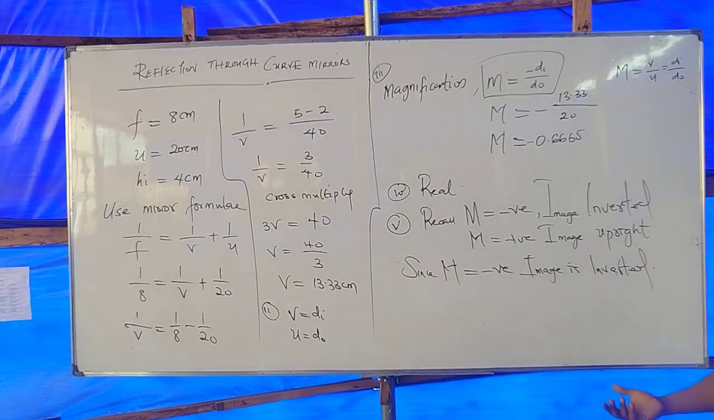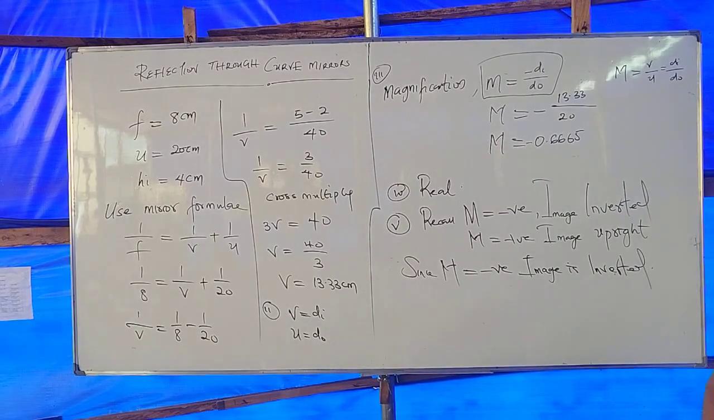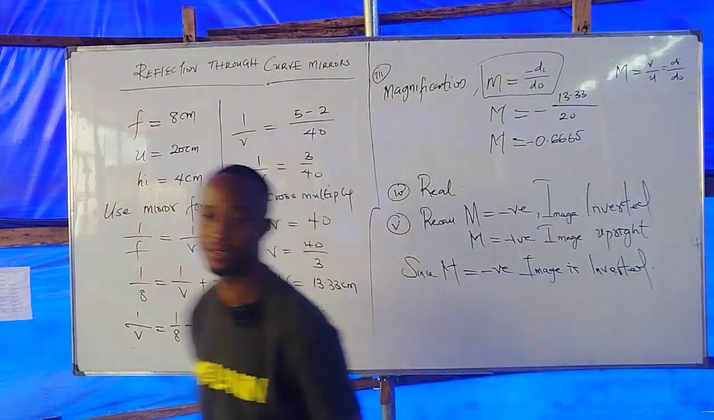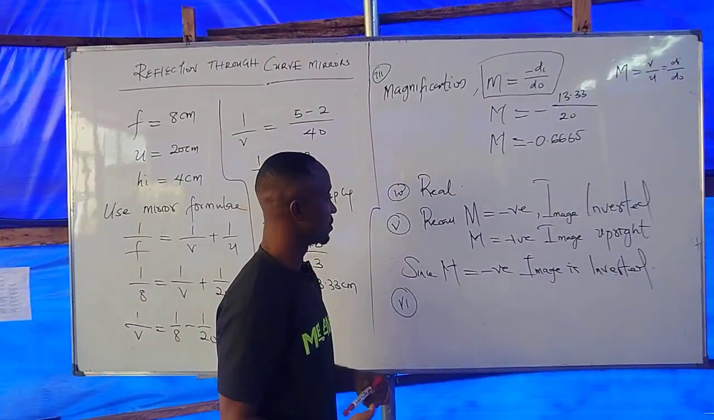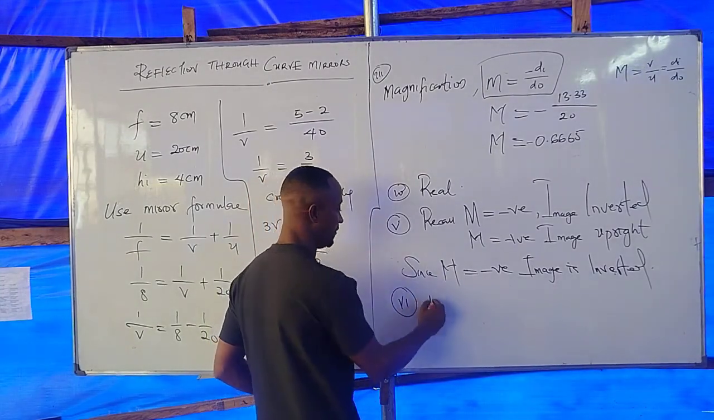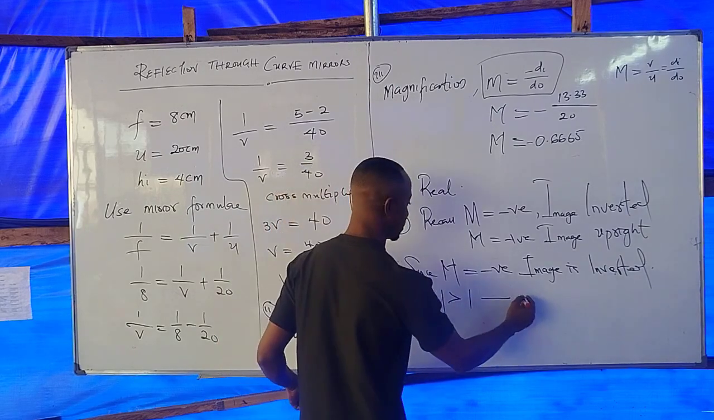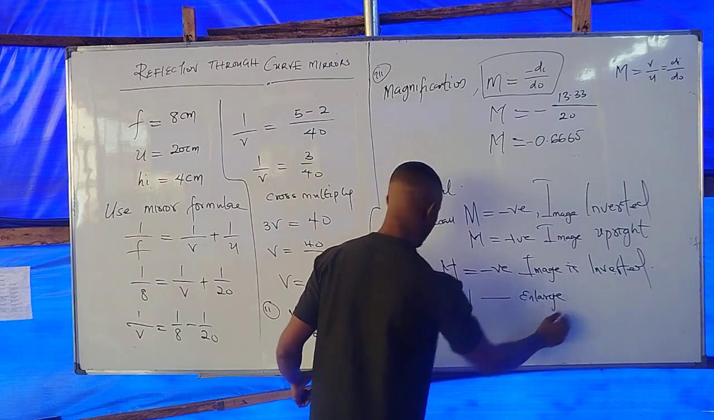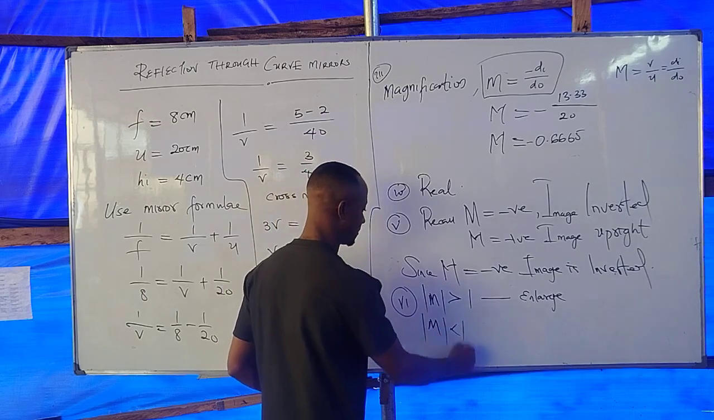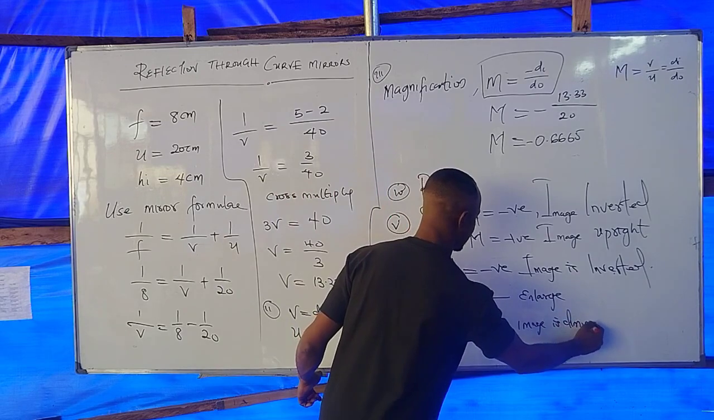Now the next one says, is the image enlarged or diminished? Who can tell me the answer? Why is it diminished? Is it less than 1? Yes. Now let's look at number 6, which says, is the image enlarged or diminished? Don't forget that if the absolute value of magnification is greater than 1, the image is enlarged. But if the absolute value of magnification is less than 1, the image is diminished.